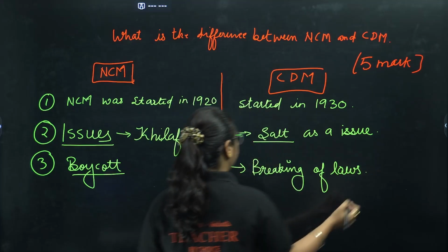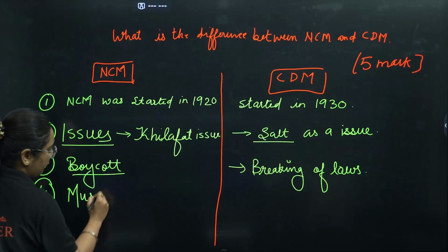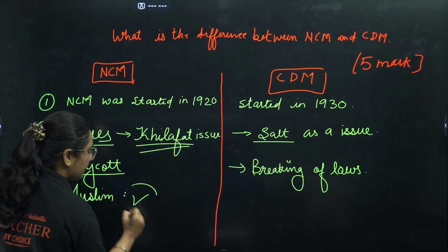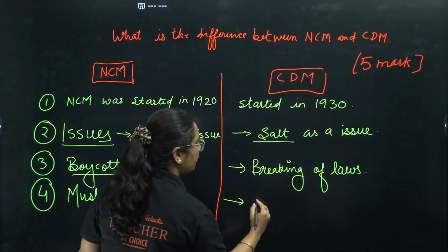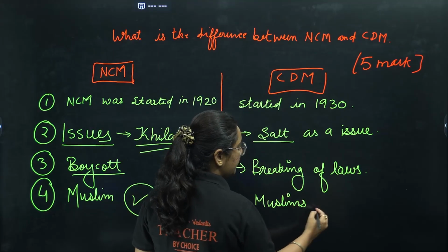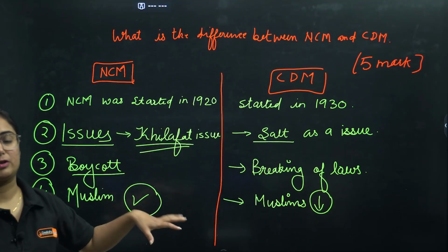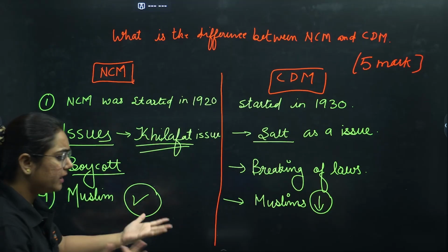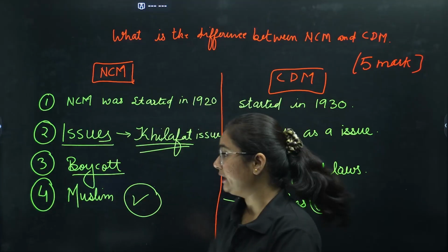In the non-cooperation movement, we have seen the participation of the Muslim community because the Khilafat issue was there, right? Do you remember this or not? However, by the time the civil disobedience movement came, the participation of the Muslim community was seen vanishing because their support was also vanishing. They demanded a separate territory, and the demand for a separate Muslim dominated region also started in India.